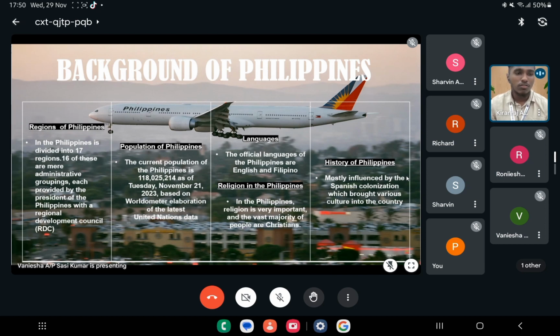Then, history of the Philippines. The Philippines was home to a number of native peoples and cultures before the Spanish colonies in the 16th century. These groups maintained independent political, economic and cultural systems. The island nation was made up of several kingdoms, sultanates and communities rather than being a single unit. On July 4th, 1946, the Philippines became independent of the US.